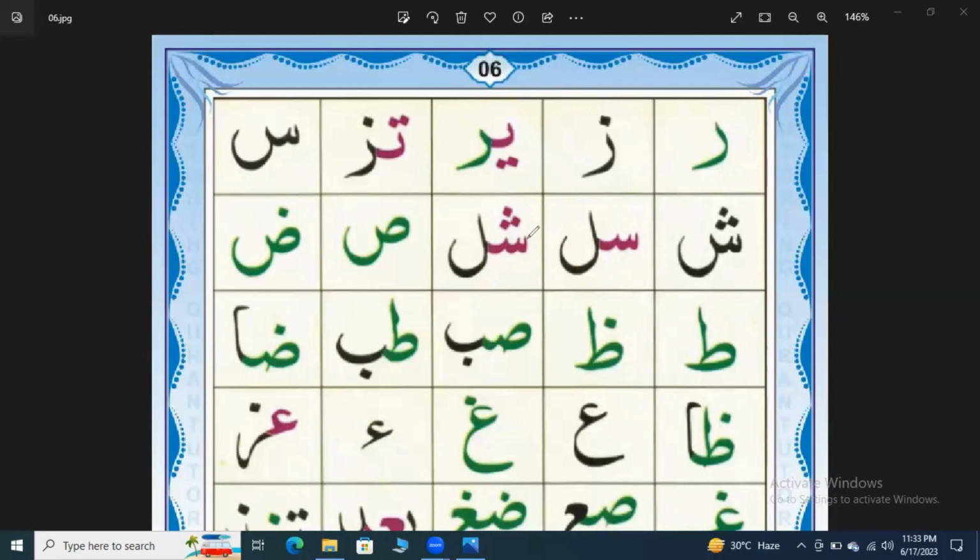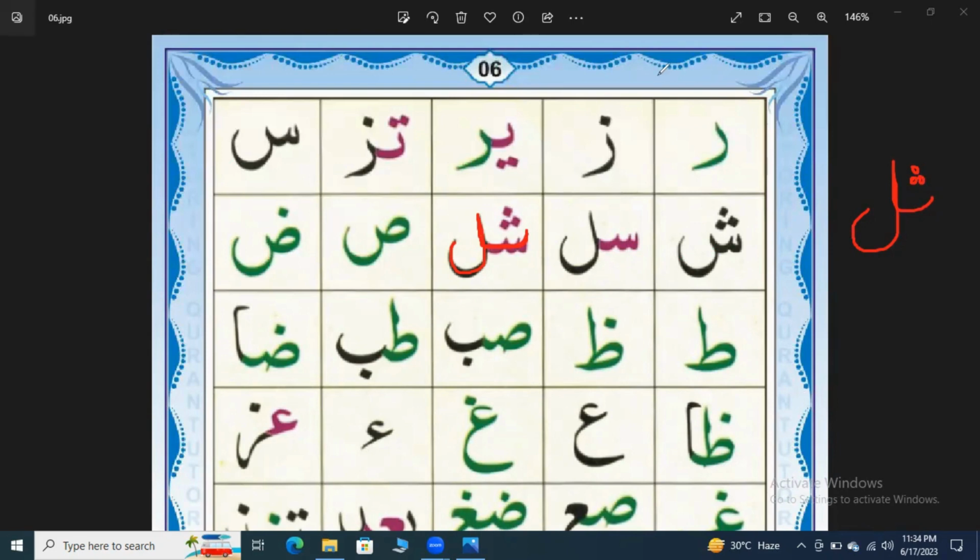This one is not tha. There is a difference between tha and sheen. Tha will not have these three teeth. Tha will be smooth like this. Tha will have three dots on the top, but it will not have these three teeth which sheen has. Tha will be written like this with the lam. This is not sa. This is tha. This is tha and this is lam.